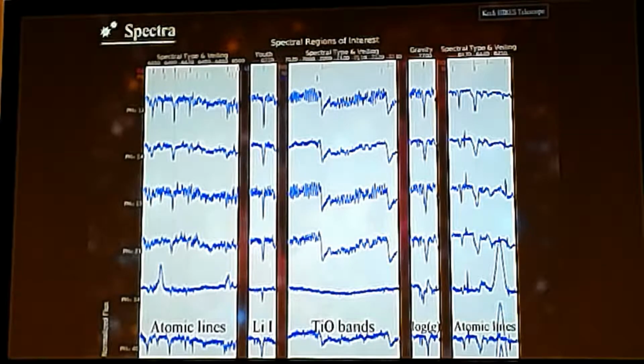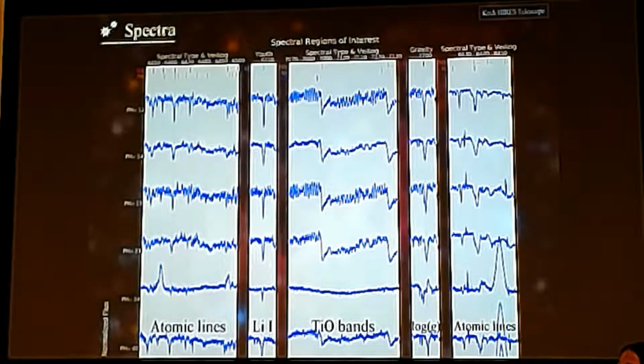So here are some regions of interest. Also, you can see 6 stars here, each of their spectra going across. These are 6 of them. There are another 4 down here that you're going to see in just a minute. I've highlighted some regions of interest.